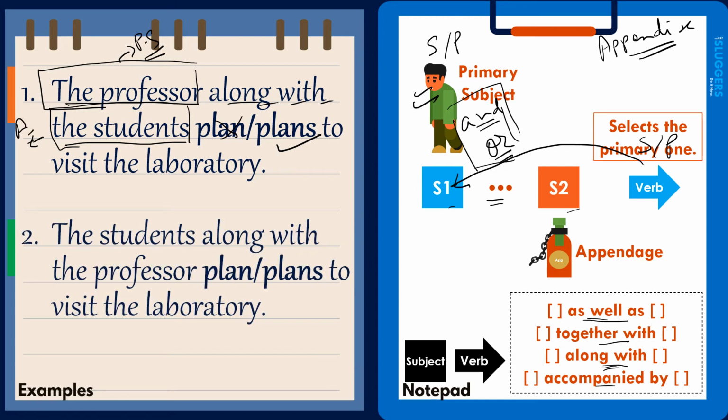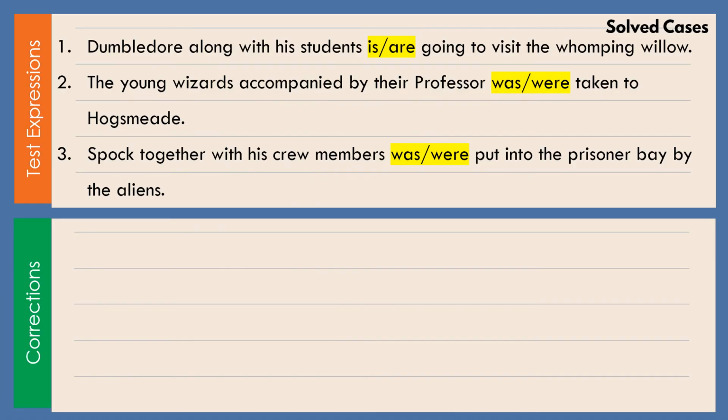Next, what if you changed it? What if you said the students along with the professor plans to visit the laboratory? The rule again applies. In this case, however, the students become the primary subject and the professor becomes the appendage, and hence the verb will take the form of the primary subject, which now happens to be plural in nature. So you'd rather want to go for "plan" instead of "plans." The correct sentence here would be, the students along with the professor plan to visit the laboratory. A few more examples to consider.